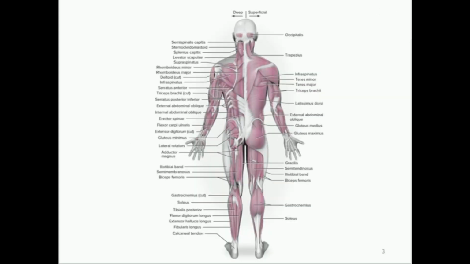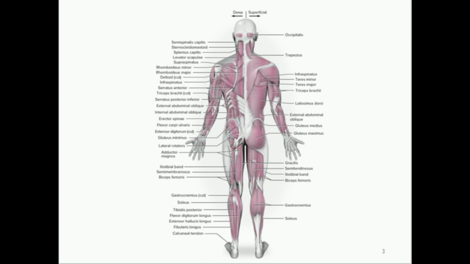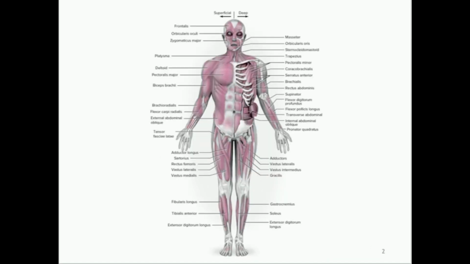Alright, so I've got these two pictures right here. This is the anterior side of a person in anatomical position, and this is the posterior side. These figures just show the major muscles, and we're not going to spend time going through all of these, but I will preface this chapter by saying this.